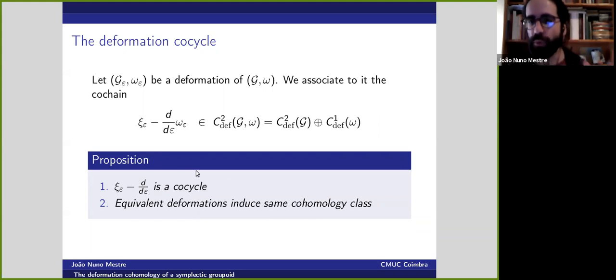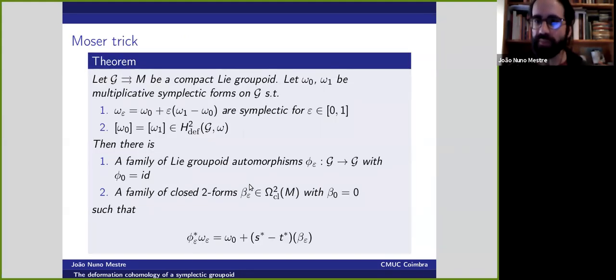And moreover, if you have 2 equivalent deformations of a symplectic groupoid, they will induce the same cohomology class. Now, I did not tell you what equivalent deformations are, but we will see it in the next slide, just how to use this cohomology in a Moser trick. And the idea is that the cohomology was set up such that the Moser trick works pretty much almost the same as before. So now if we have a compact symplectic groupoid, or rather just a compact groupoid and two multiplicative symplectic forms on that groupoid, such that the line of forms between them is symplectic at all epsilon, and they represent the same class in the deformation cohomology, no longer just the de Rham, then there is a family of Lie groupoid automorphisms from G to G that starts at the identity.